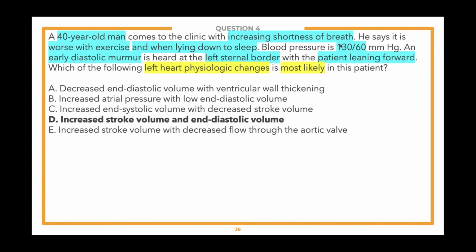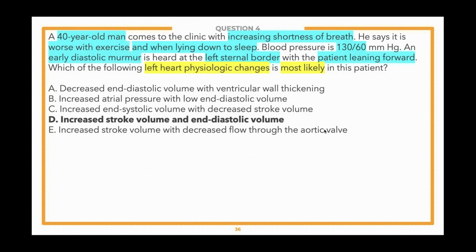You can see there, again, an early diastolic murmur, best heard at the left sternal border. On top of that, we see that blood pressure is 130/60, so we've got a little bit of a widened pulse pressure, all consistent with aortic regurgitation. And now we see that answer choice D, like we talked about, really fits with what would happen in AR.